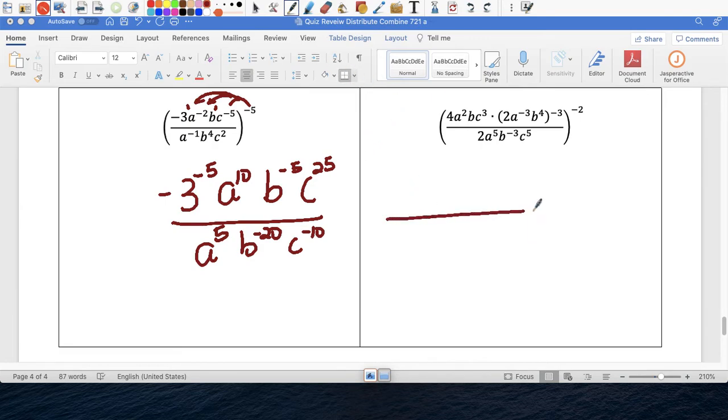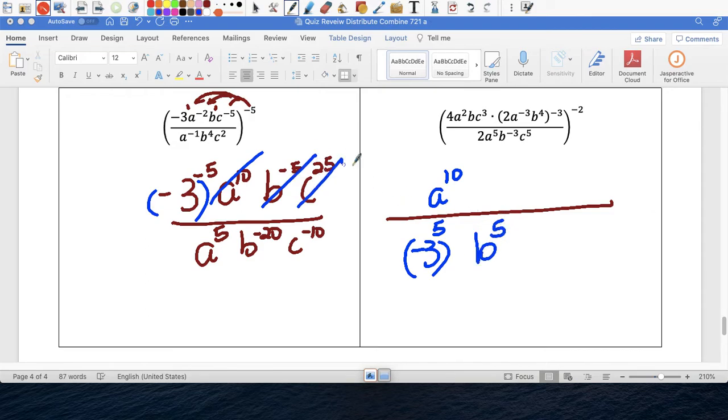Okay, so let's move things around. That fell over here is going to come down here. And the exponent is going to be positive. Okay, so put it like that. A to the 10th will stay. B to the negative 5th will come down here. C to the 25th will stay here. A to the 5th, this is going to stay here, and I'll put it over here. B to the negative 20 is going to come up here. And C to the 10th will come up here.